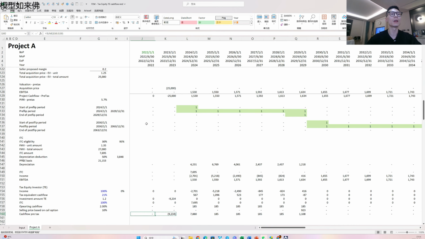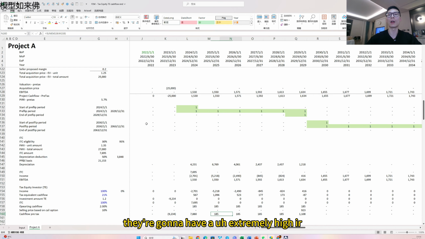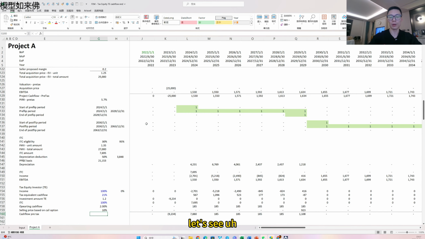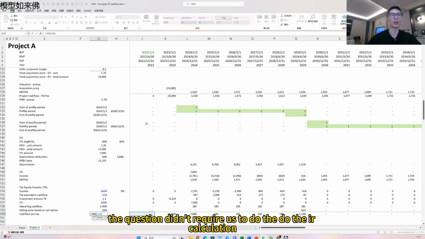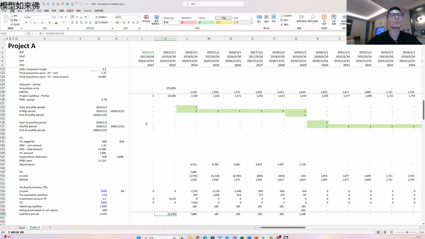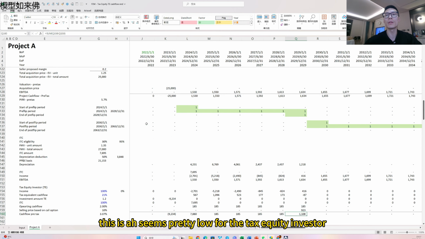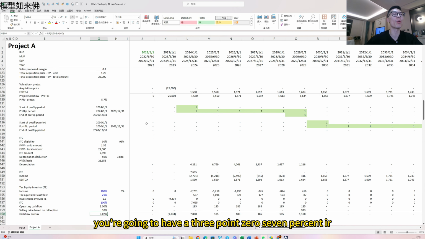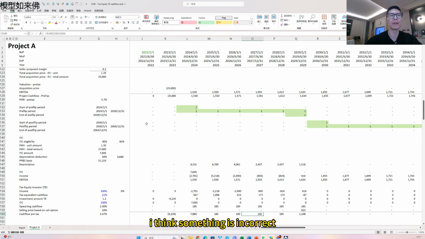Okay. They're going to have an extremely high IRR. Let's see. The question didn't require us to do the IRR calculation, but let's have a quick look at that. So this seems pretty low for the tax equity investor. You're going to have a 3.07% IRR. I think something is incorrect.